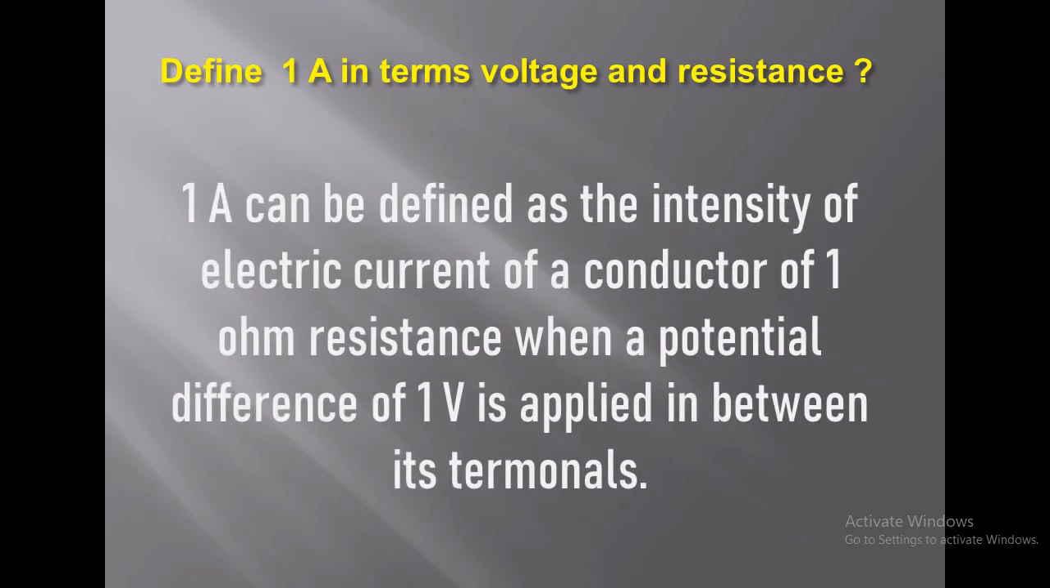By rearranging that equation, we will get what is 1 ampere. 1 ampere can be defined as the intensity of electric current of a conductor of 1 ohm resistance when a potential difference of 1 volt is applied in between its terminals. There is a spelling mistake.